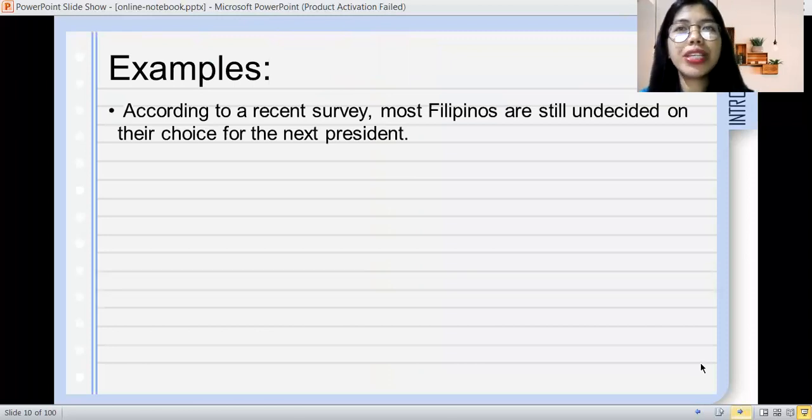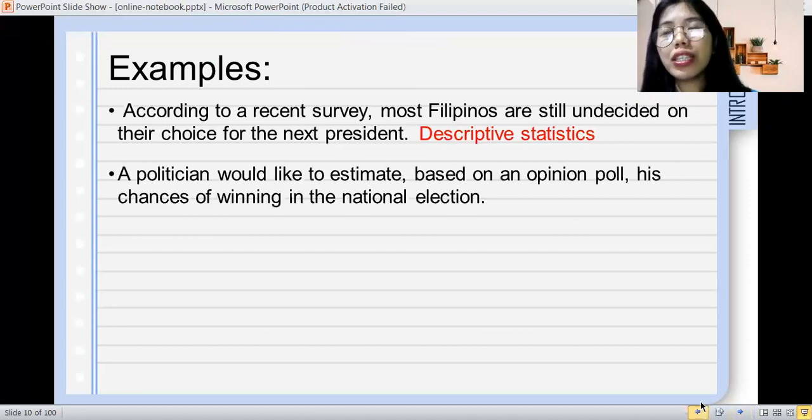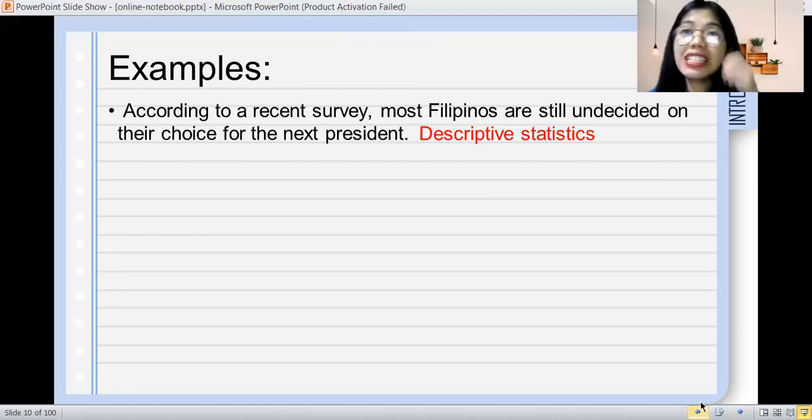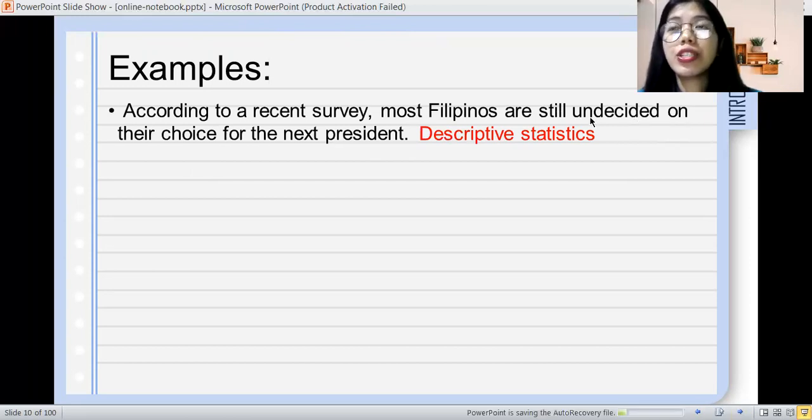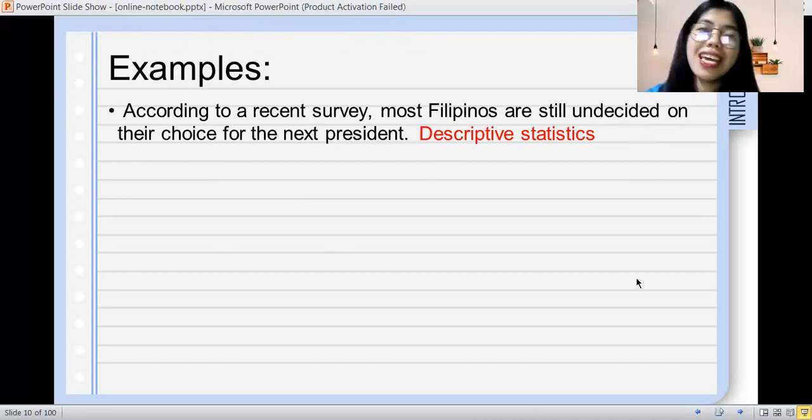First, according to a recent survey, most Filipinos are still undecided on their choice for the next president. Now, ano sa tingin ninyo ito? Is it a descriptive or inferential? Now, kung yung answer ninyo is descriptive statistics, then you are correct. It is descriptive statistics as it simply describes and summarizes the gathered information. So, nag-describe lang siya dito. Wala tayong makikita na any prediction from this example. Okay? So, now let's have another example.